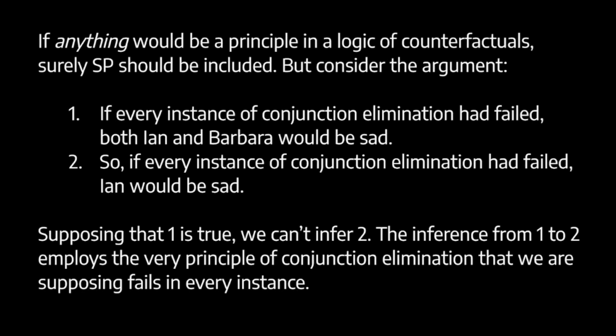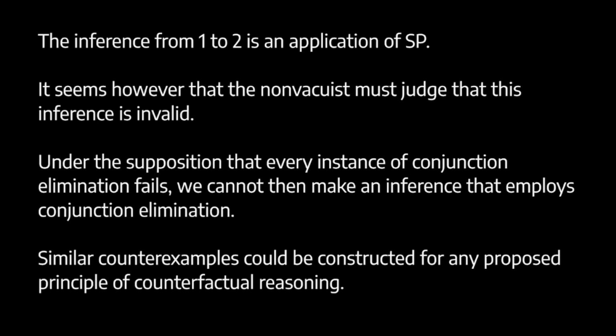So if we accept the premise here, if every instance of conjunction elimination had failed, both Ian and Barbara would be sad, then we're going to have to say that this conclusion is false, that if every instance of conjunction elimination failed, Ian would have been sad, because we're considering an impossible world in which conjunction elimination fails in every case. So it now looks like we can't make the inference from the premise to the conclusion. But in that case, we have a counterexample to the separation principle, because this argument is just an application of the separation principle. So the non-vacuist has to judge that this inference is invalid, but this inference is just an application of the separation principle.